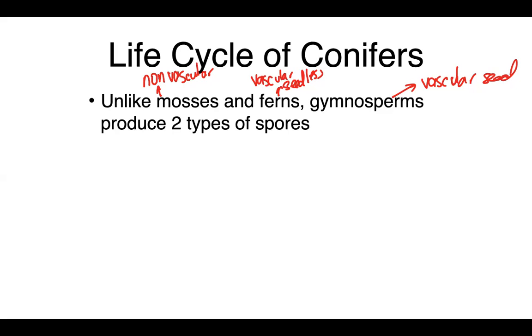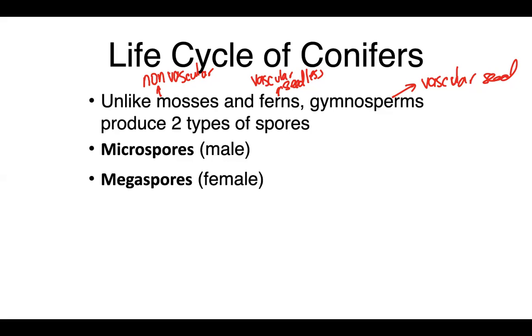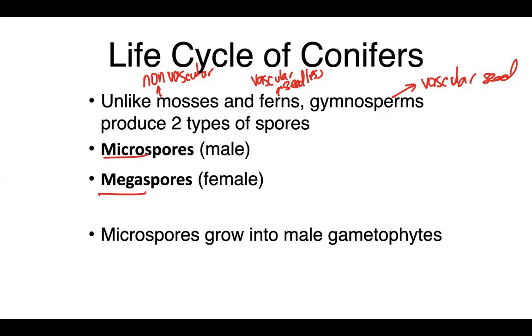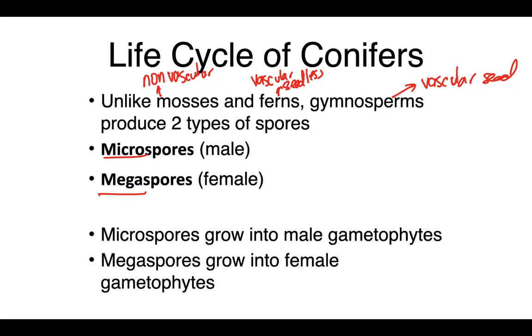So moss and fern produce one type of spore, so that's called homospory. Gymnosperms produce two types of spores. We have the microspore, which is male, and the megaspore, which is female. A really easy way to remember this, I'm sure you understand what mega and micro mean, big and little. Just remember the difference in sizes between egg and sperm. Eggs are huge, sperm small, so females are bigger. Microspores are going to grow into male gametophytes. Megaspores grow into female gametophytes.